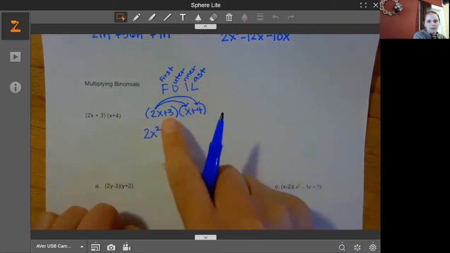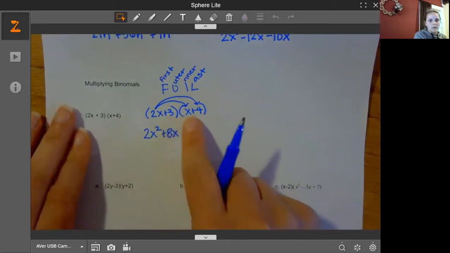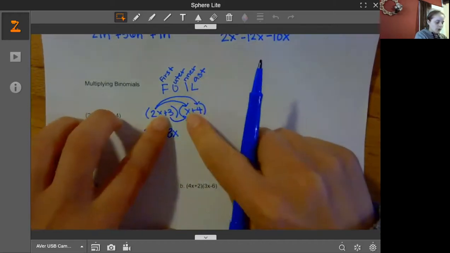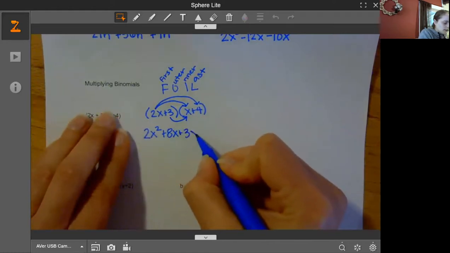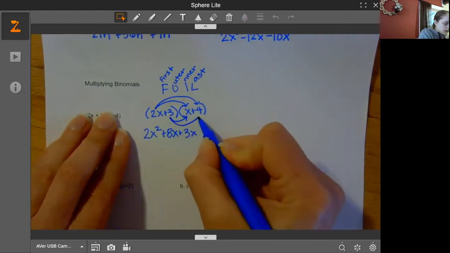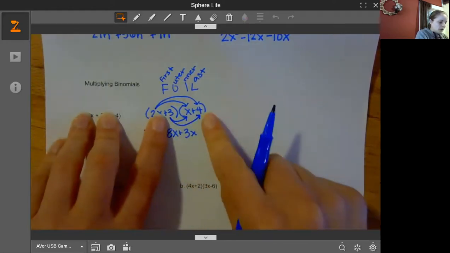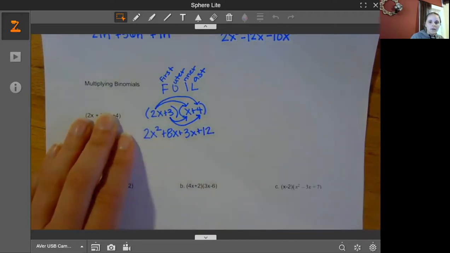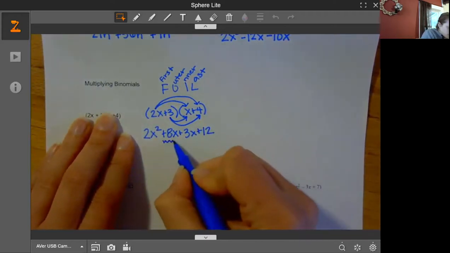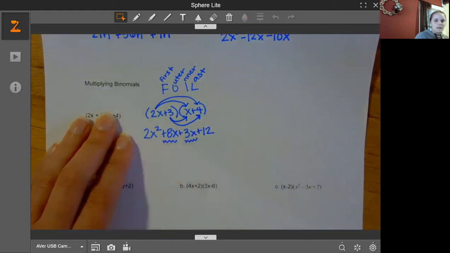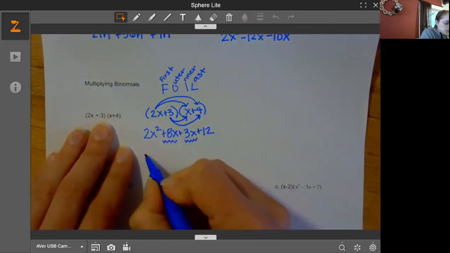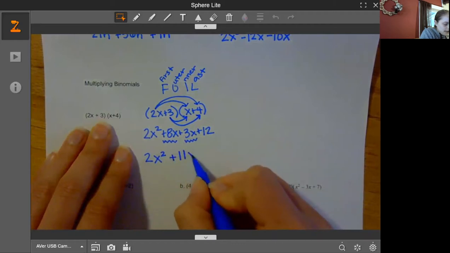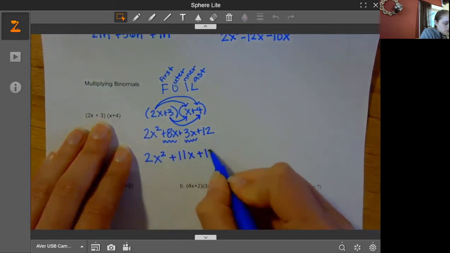Then we have to distribute this 3 to everything over here. So 3 times x, which is the inner part, is going to give me a 3x. And 3 times 4, which is your last, is going to give you 12. If you notice, we have like terms, 8x and 3x. So we have to combine those. So I'm going to get 2x squared plus 11x plus 12.